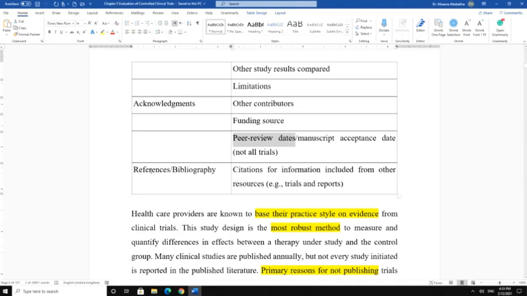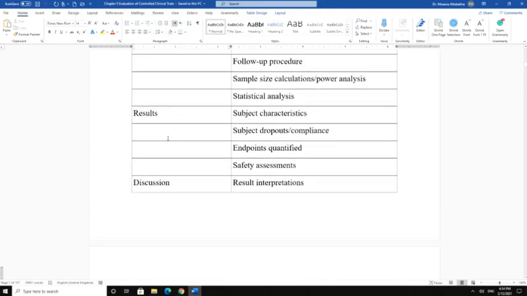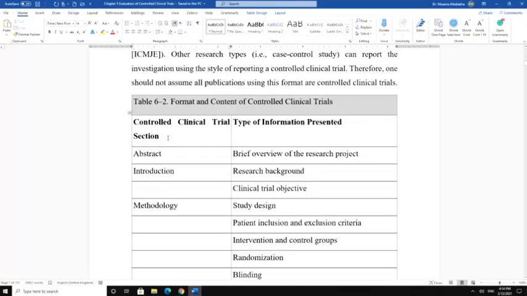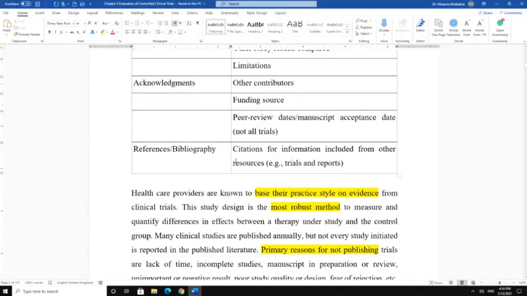Now, after the acknowledgement, you will have what we usually call references. But if you go to Mendeley, for example, or maybe other software, they call them bibliography. Any citation you put in the text, whether in the discussion, the introduction or the methodology, you will need to put the whole reference for it under references.